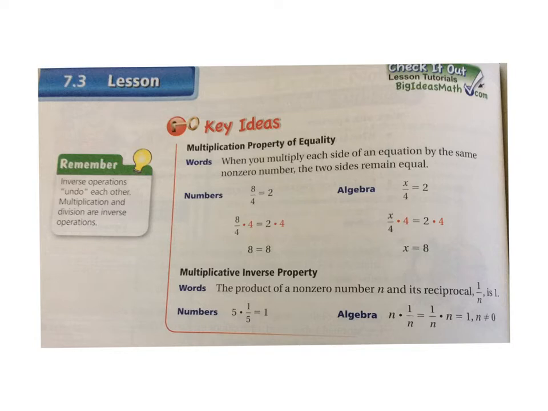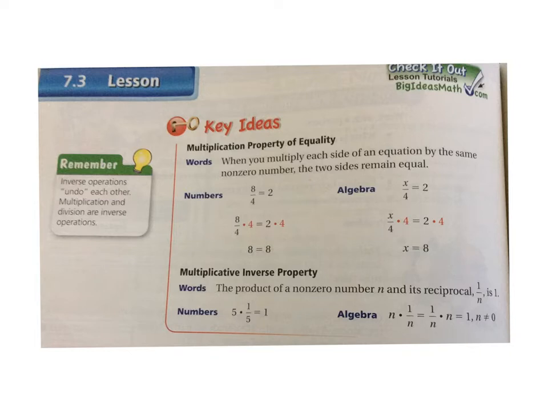So, very similar lessons. A couple of key ideas I want to talk to you about. We have the multiplication property of equality. It tells us that when you multiply each side of an equation by the same non-zero number, the two sides remain equal. The multiplicative inverse property tells us that the product of a non-zero number n and its reciprocal 1 over n is 1. So when you multiply something by its reciprocal, you get 1. That will be important to know.